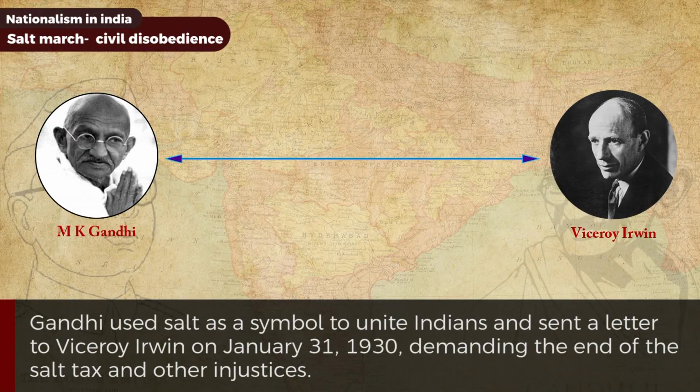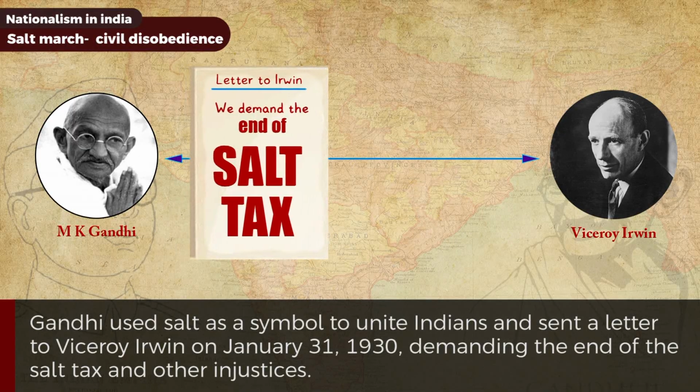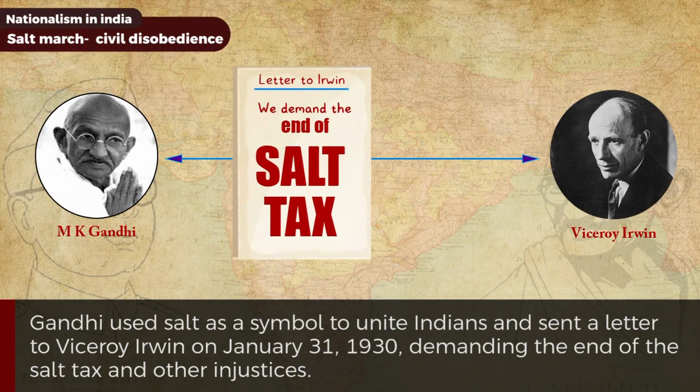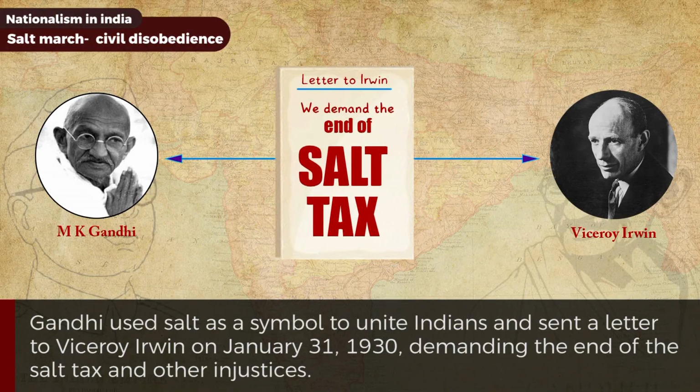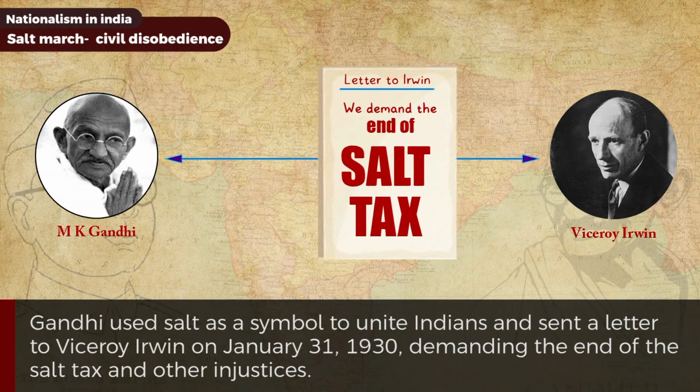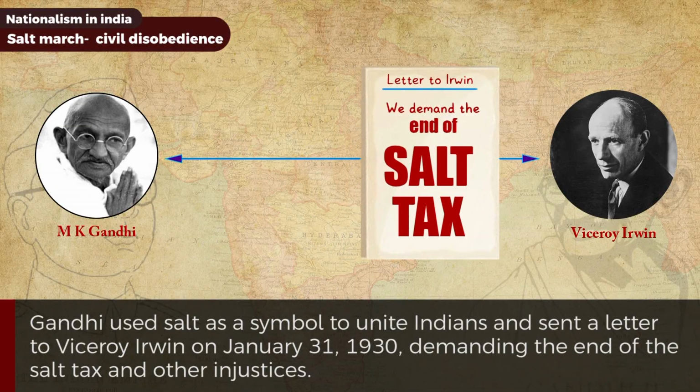The Salt March and the Civil Disobedience Movement. Gandhi used salt as a symbol to unite Indians and sent a letter to Viceroy Irwin on January 31, 1930, demanding the end of the salt tax and other injustices.